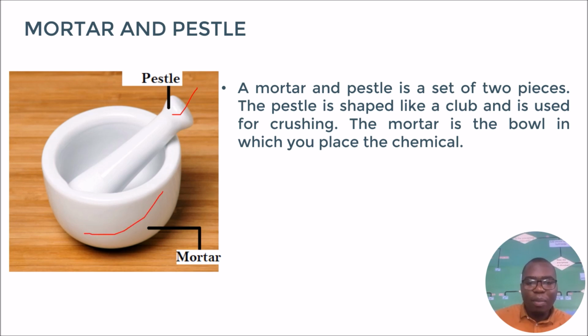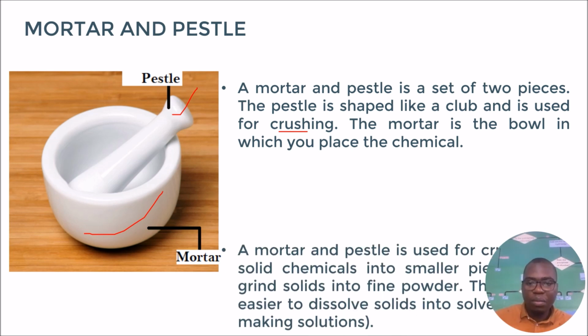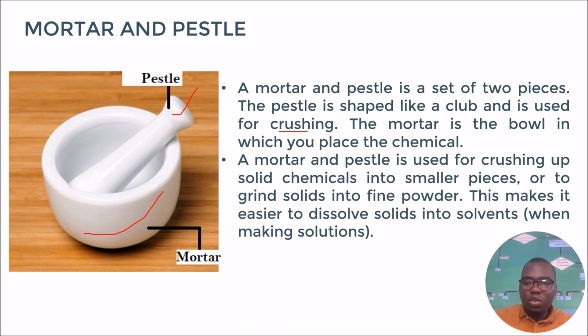A mortar and pestle is a set of two pieces. The pestle is shaped like a club and is used for crushing. The mortar is the bowl in which you place the chemical. You place a solid into the mortar, and then the pestle is used for striking at that solid so that you can crush it. A mortar and pestle is used for crushing solid chemicals into smaller pieces or grinding solids into fine powder. This makes it easier to dissolve solids into solvents when making solutions.